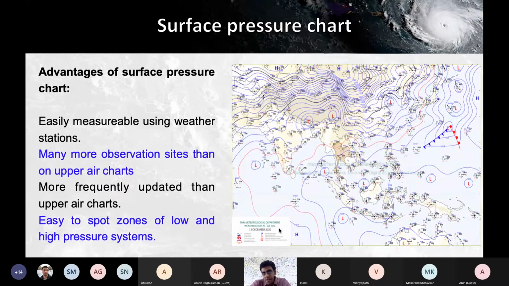The surface pressure chart is very important because upper level measurement is difficult. You cannot deploy sensors at, let's say, 5 kilometers above the ground. That's why surface charts become very important.